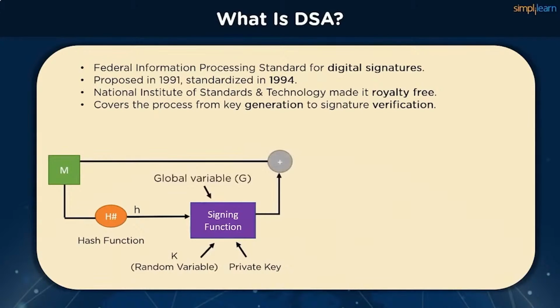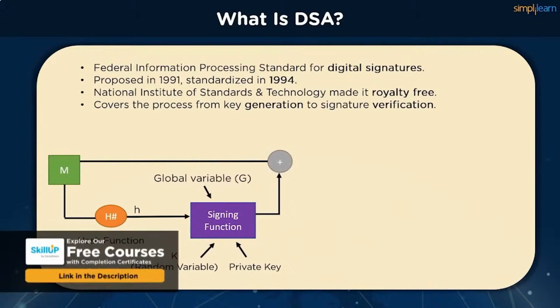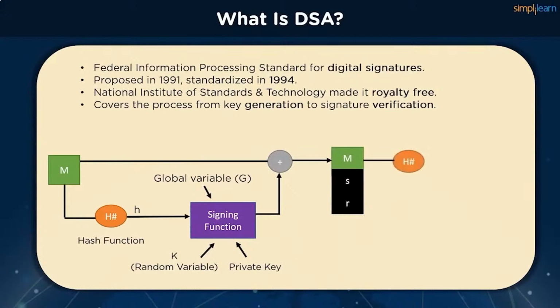The outputs are then bundled into a single pack with the plaintext and sent to the receiver. The two outputs we receive from the signing function are two 160-bit numbers denoted by S and R. On the receiver end, we pass the plaintext through the same hash function to regenerate the message digest. It is passed on to the verification function, which has other requirements such as the public key of the sender, global variable G, and S and R received from the sender.